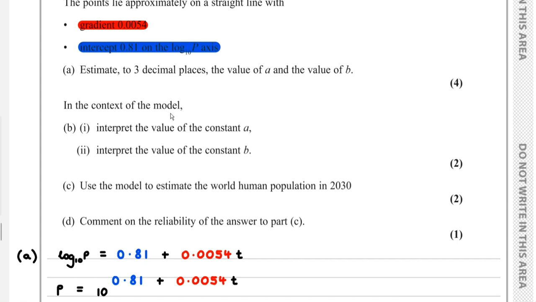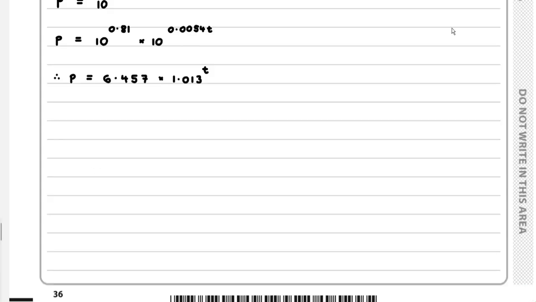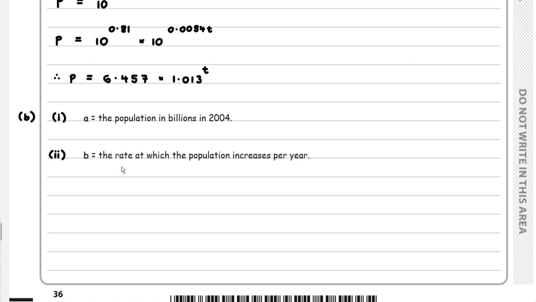In the context of the model, for the first part of part B, interpret the value of the constant a, and then for the second part of part B, interpret the value of the constant b. So, a is the population in billions in 2004, and b is the rate at which the population increases per year.